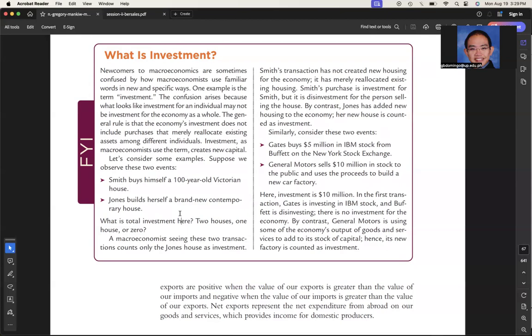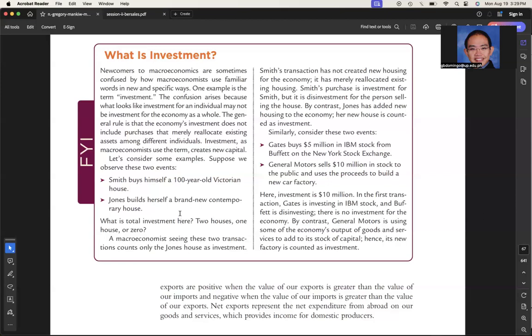Suppose some examples. So let's consider some examples. Suppose we observe two events. Smith buys a 100-year-old Victorian house. So because it's a 100-year-old Victorian, we are assuming that it's an old house. It's not produced this year, right? And then Jones builds herself a brand new contemporary house. Okay, and by builds herself, what do you mean? It is you use the market to build it. Of course, you buy things, you buy contractors, and so on.